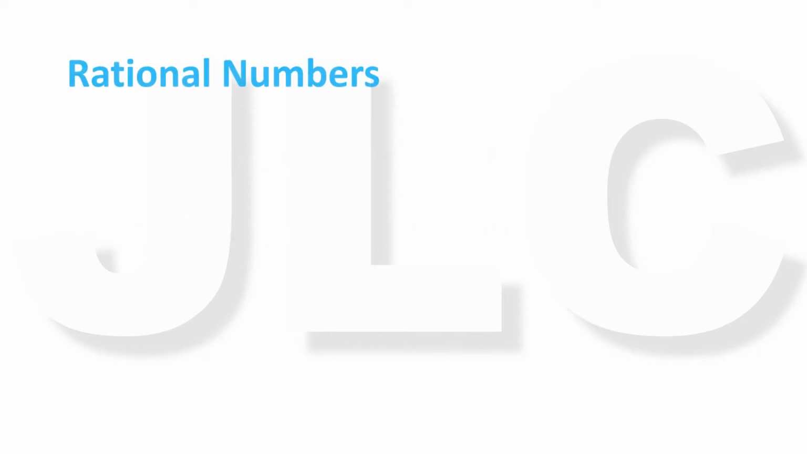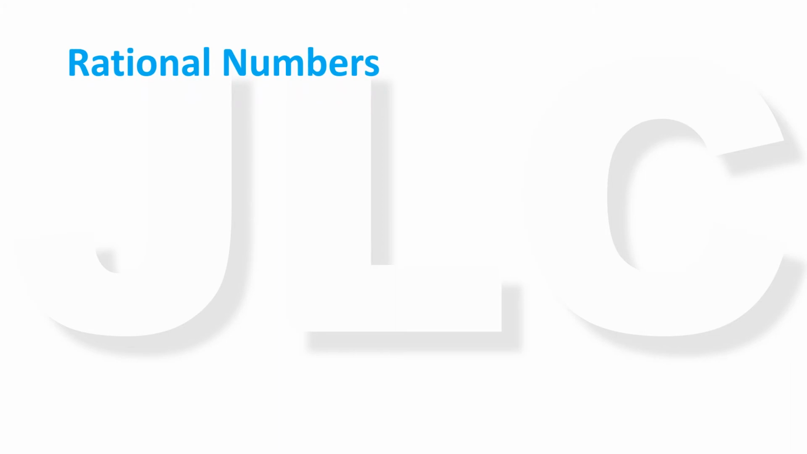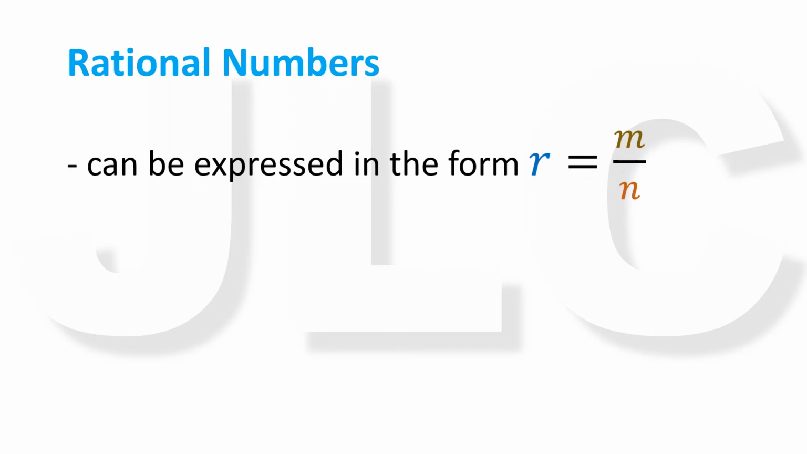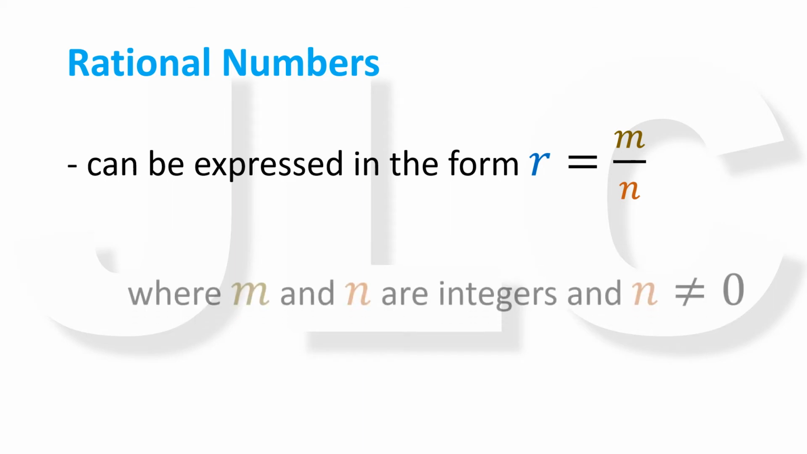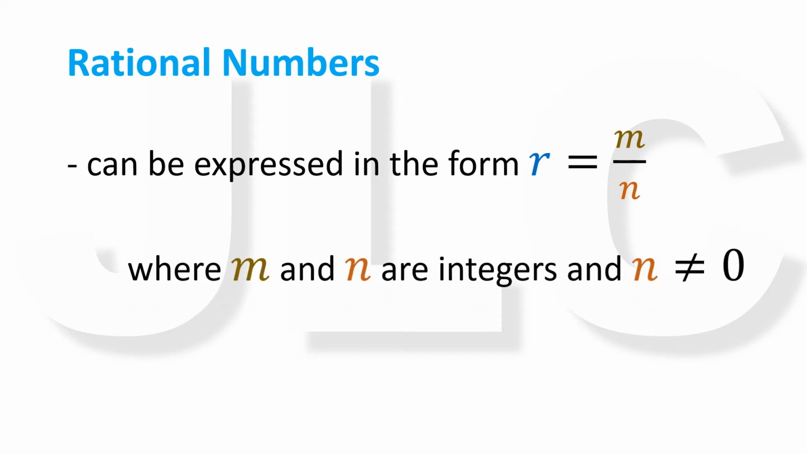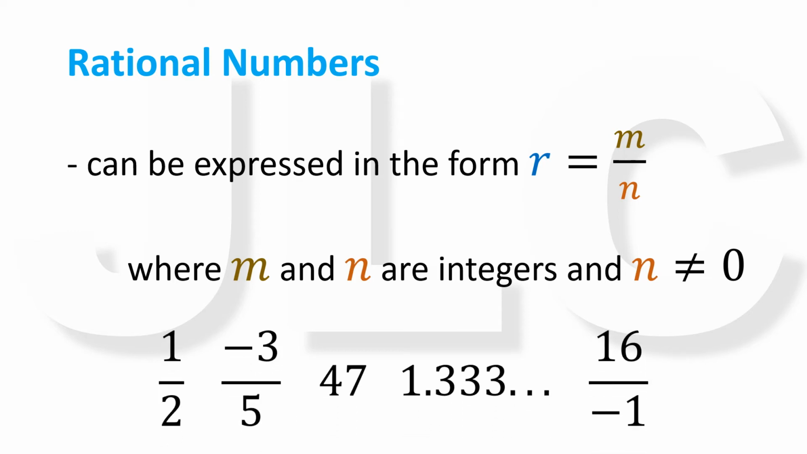A rational number is a ratio of an integer to a non-zero integer. A number is rational if it can be expressed in the form r equals m over n, where m and n are integers and n is not equal to 0. Examples of rational numbers are 1/2, -3/5, 47, the non-terminating 1.333, and 16 over -1.